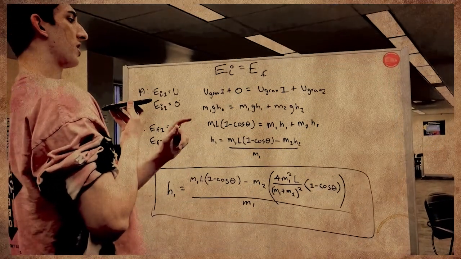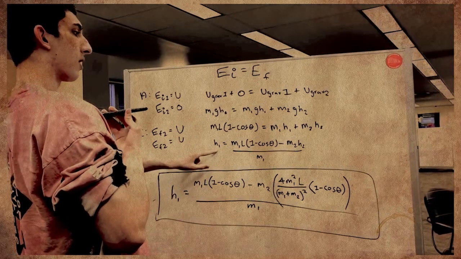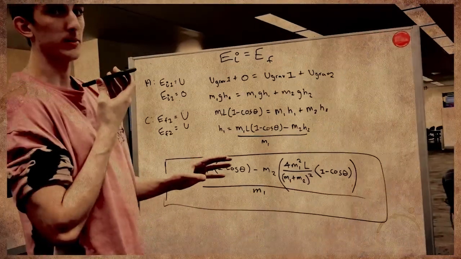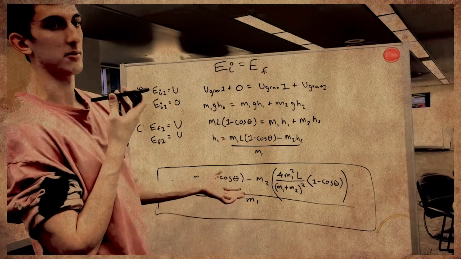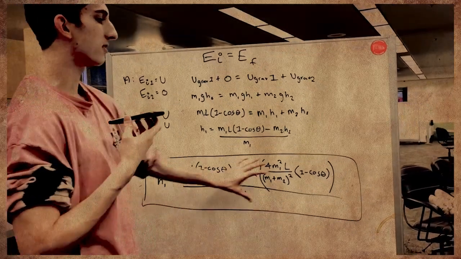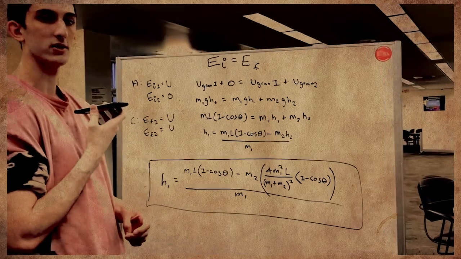We can cancel out a g. We can make some simplifications and get a symbolic answer for height 1. And we just found the second height, so it's going to be a little bit nasty, but we can't simplify this anymore. We tried, but this is going to be your equation for height 1, and we're going to do some further analysis on that.